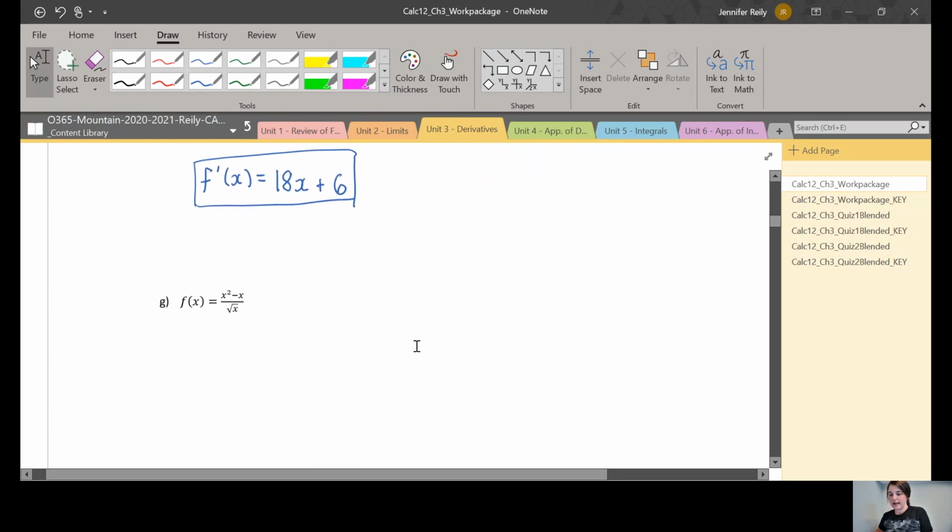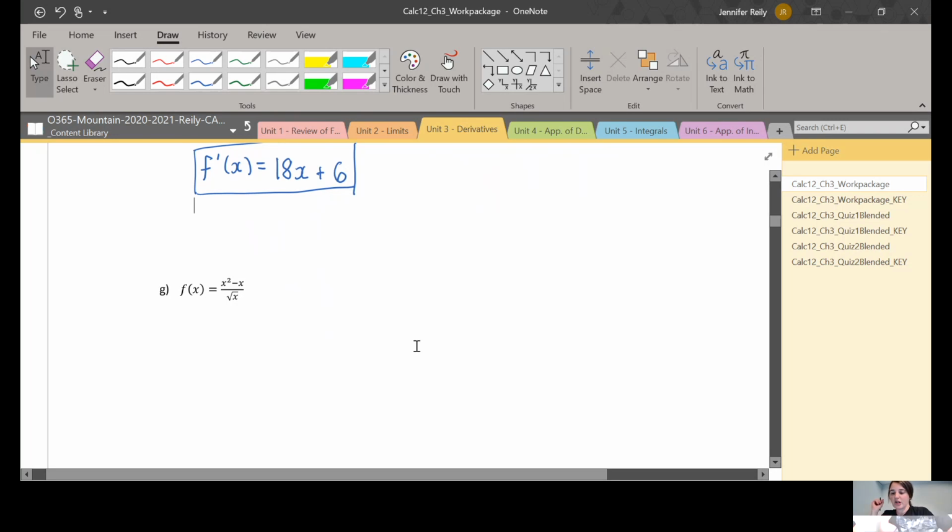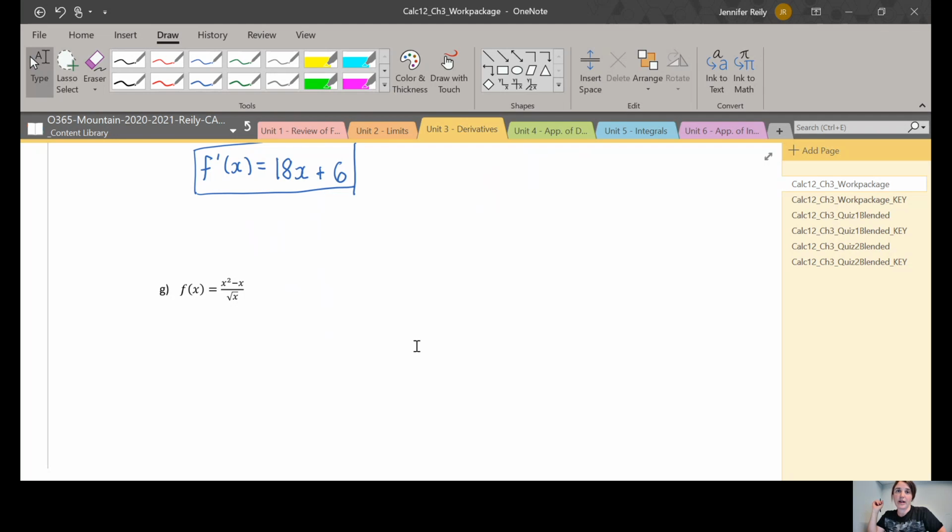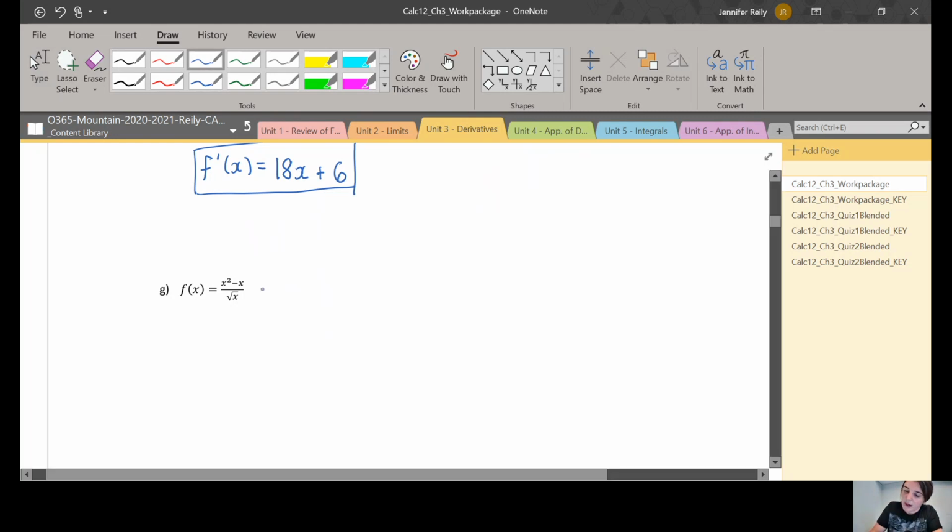Okay, and lastly, we have a rational function here. X squared minus x is in the numerator and square root of x is in the denominator. We don't have a quotient rule yet. We don't have a rule for when we have different terms being divided. So we need to rewrite this function. In order to rewrite it, I'm going to just split that fraction apart. So this is the same as x squared over, and I'm going to rewrite the square root as a regular power, so it's x to the half. Minus x over x to the half.